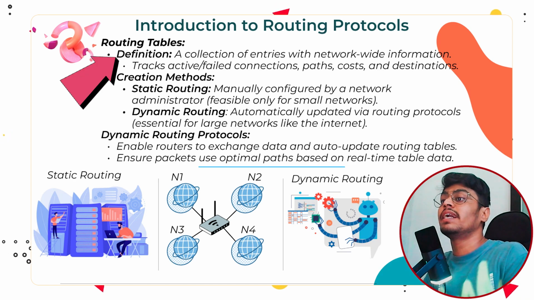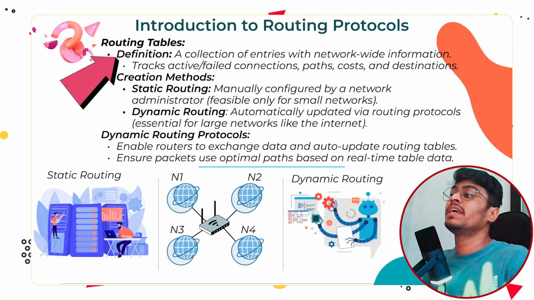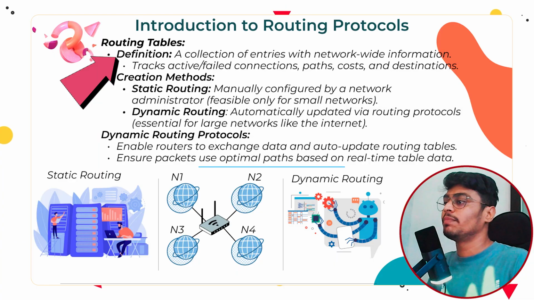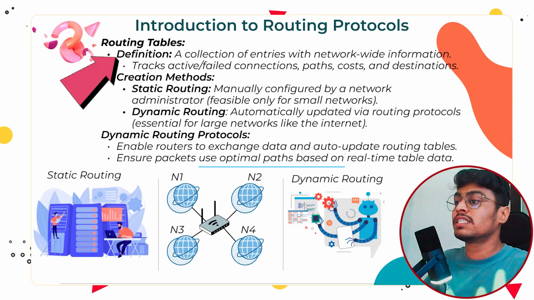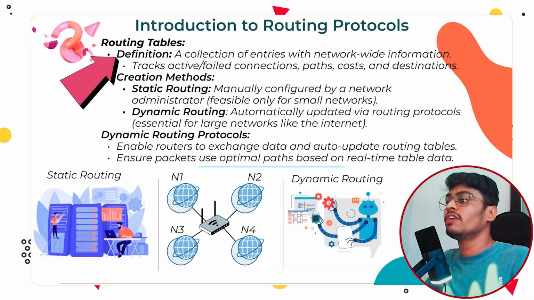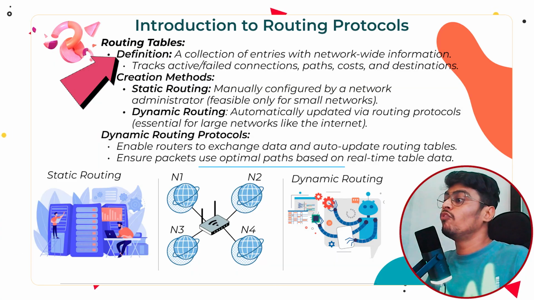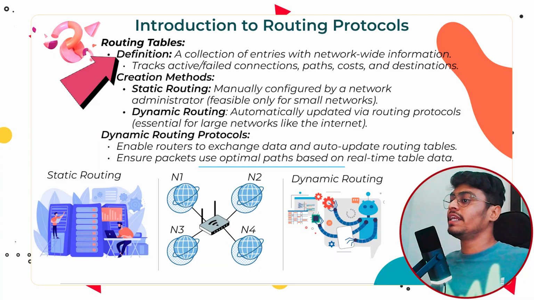Now, what is a routing table? It is a collection of entries that contains information about what is happening inside the complete network. All the values in the network are connected in the routing table. It provides information about which connection is working, which connection is not working, from which network to which other network the packet has to go, and what the cost is. All these details are maintained in the routing table.